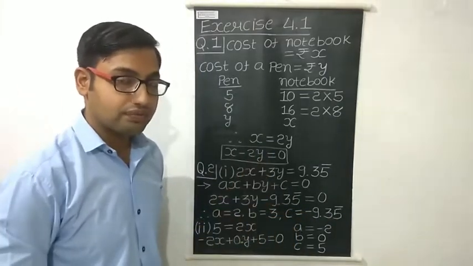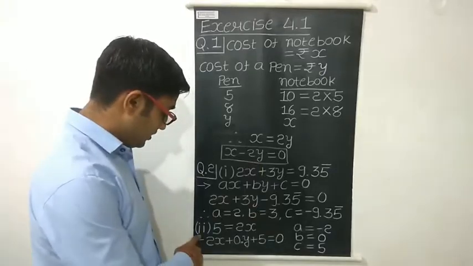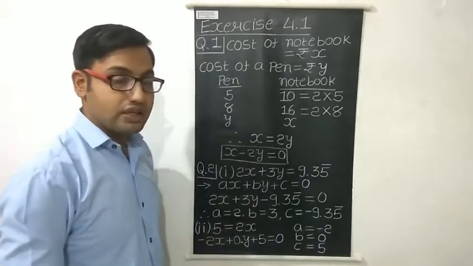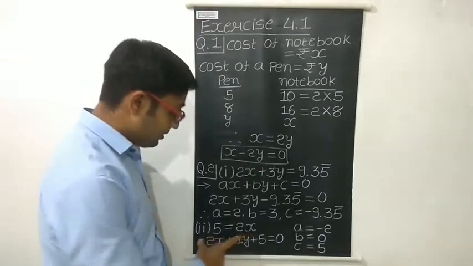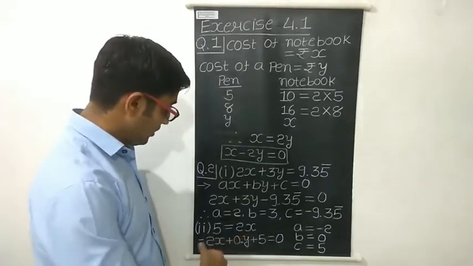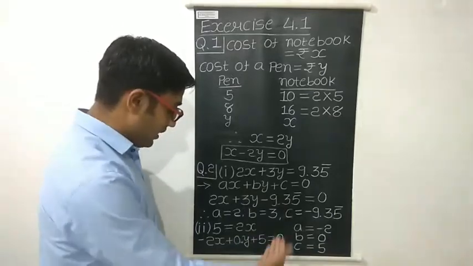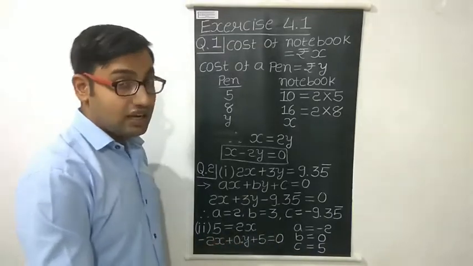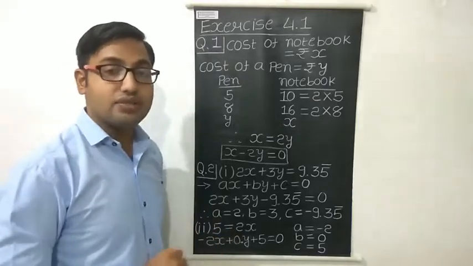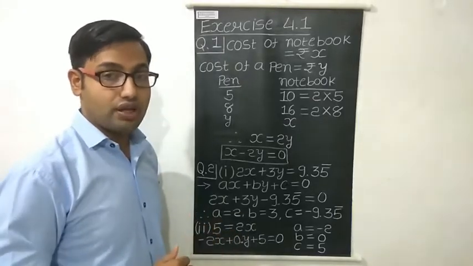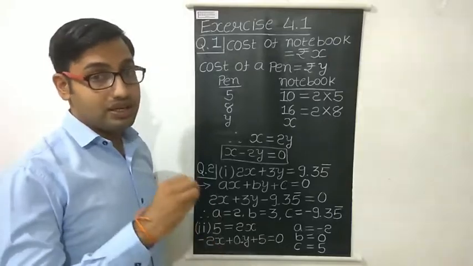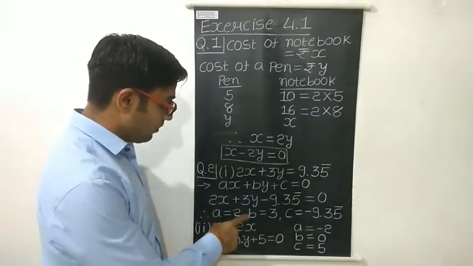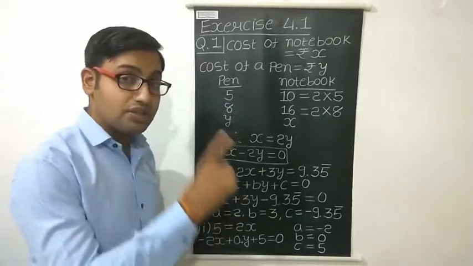9.35 bar. Okay, let us see one more question, that is 5 is equal to 2x. Now in 5 is equal to 2x, first of all there must be 0 on the right hand side, so take the 2x to the left hand side. So 2x will become minus. Now notice here that y is not there, the second variable is not there, that means the value of the coefficient b must be 0.